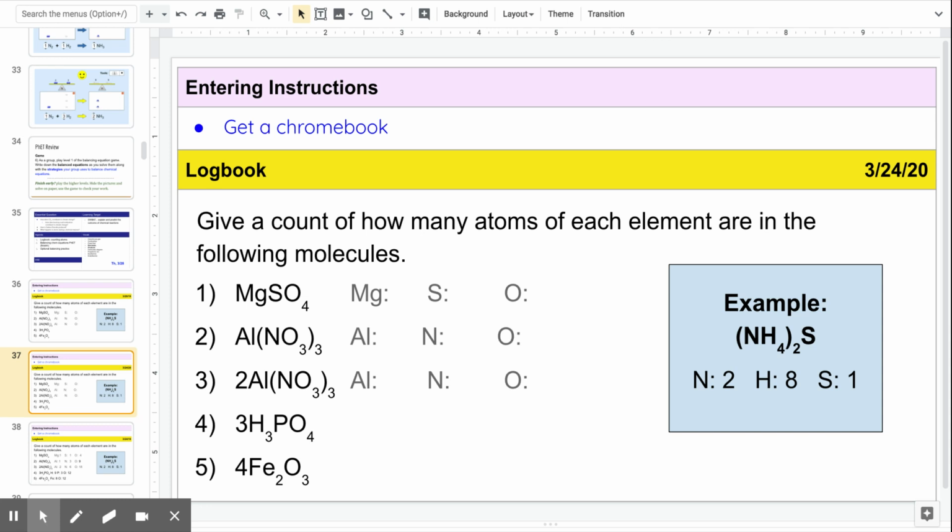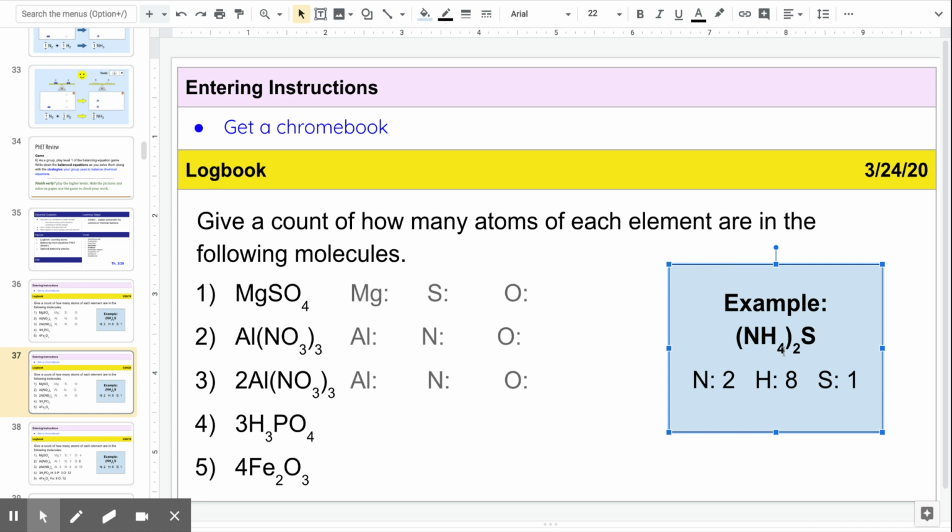Hey everybody, I just wanted to go over the logbook for counting how many atoms there are. This is an important skill for balancing chemical equations, right? First, you need to be able to count how many atoms there are on the reactant side and the product side in order to know if they're equal. And then once you have coefficients in the mix, you need to make sure that your count is right so that you can know if you balanced it correctly.